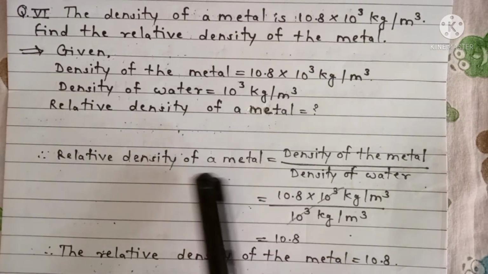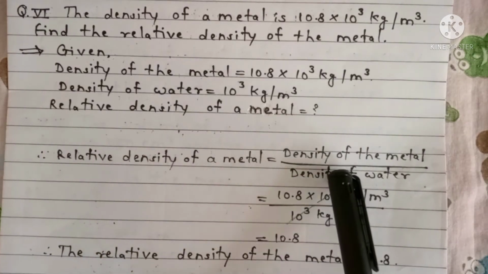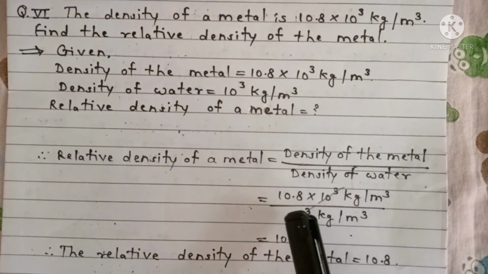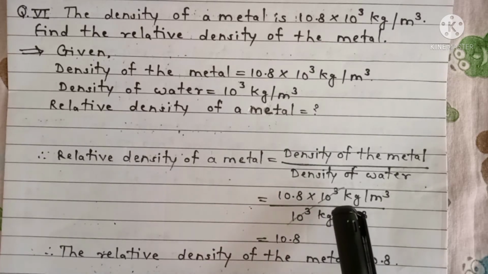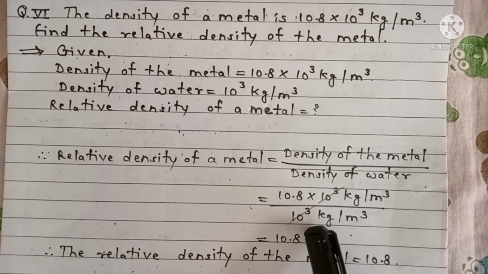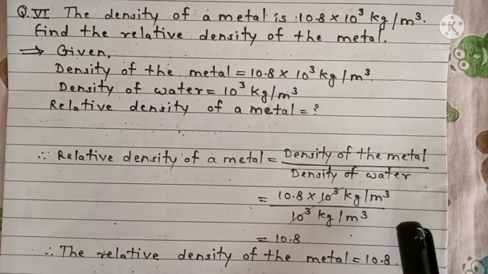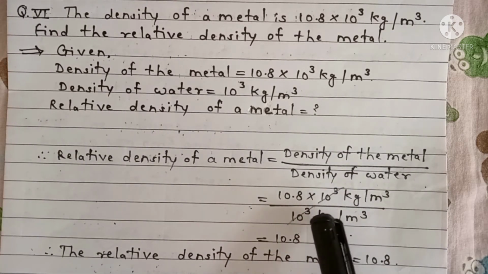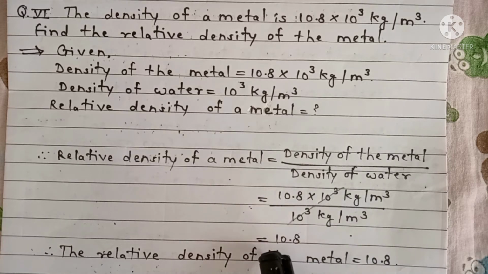So therefore, the relative density of a metal is equal to the density of the metal upon the density of water. So the density of the metal will be 10.8 into 10 raised to 3 kilogram per meter cube, and the density of water will be 10 raised to 3 kilogram per meter cube. Here the numerator is 10 raised to 3 and the denominator is 10 raised to 3, so it will get cancelled. So the answer will be 10.8. So in words we can write this answer: therefore the relative density of the metal is equal to 10.8.